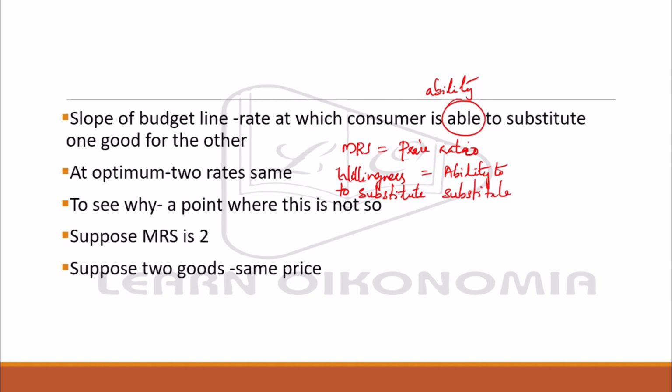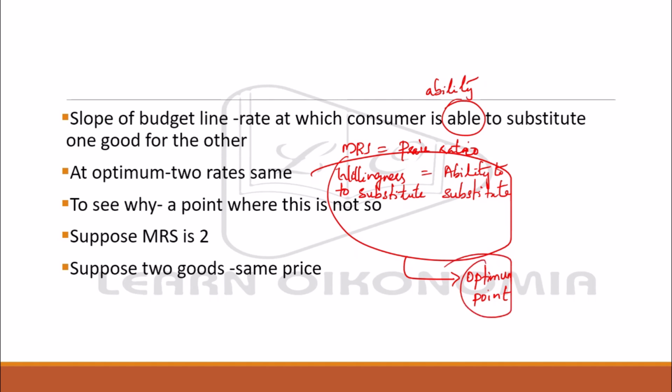Okay, so this is shown by the optimum point. Optimum point. So whenever the rate at which the consumer is willing to substitute one good for the other is the same as the rate at which the consumer is able to substitute one good for the other, this is something which shows the optimum point.